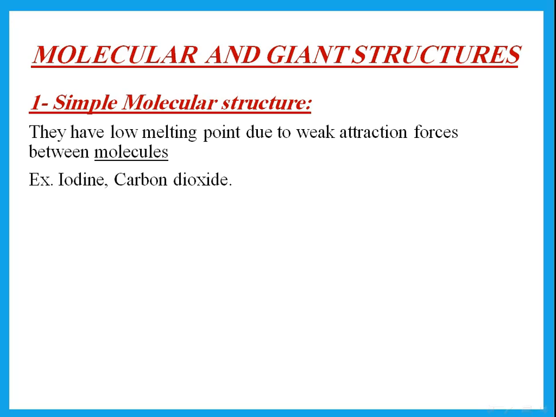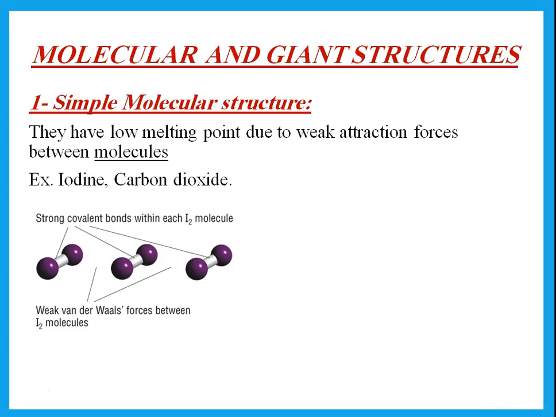Okay, what about structures of compounds? Now, the structures can either be simple molecular structure or giant 3-dimensional structure. Many compounds have just simple molecular structure. Simple molecular structure would have low melting point, and this is because it has weak attraction forces between molecules. Remember that melting point and boiling point have to do with the bonds or the attraction forces between molecules. So something like iodine.